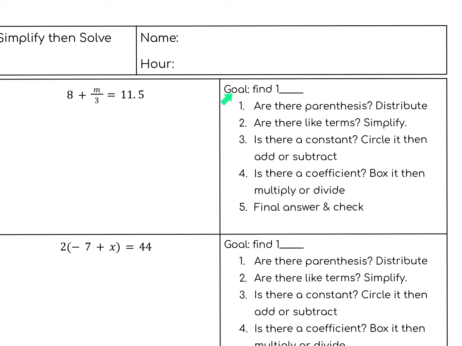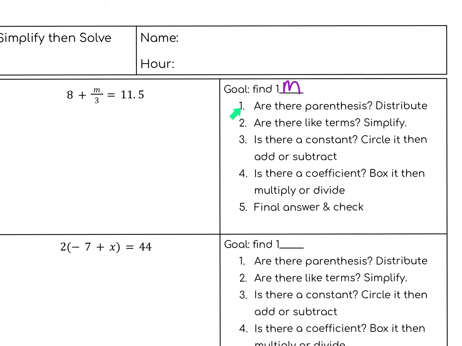It says, what is your goal? Your goal is to find one of the variable. In this case, our variable is m. So I want to find one m. Fill in that blank right there. Then I'm going to read and check off my questions as I complete them.